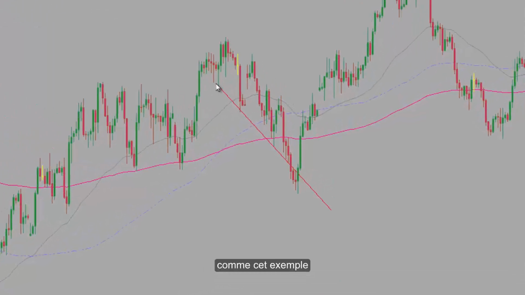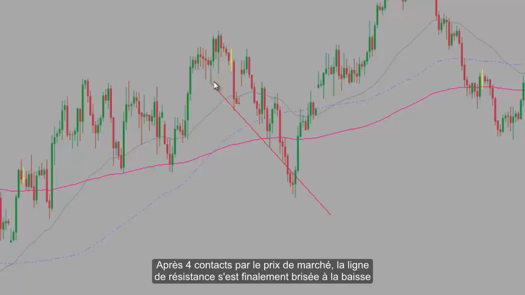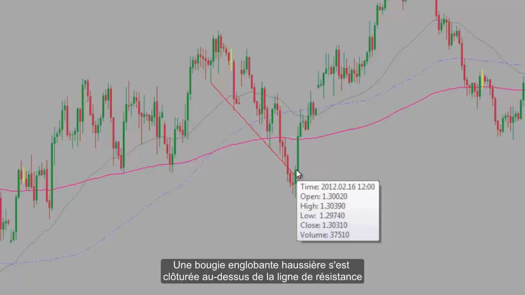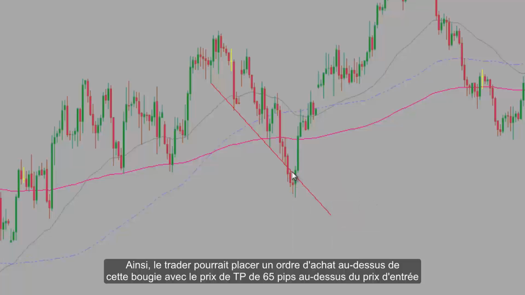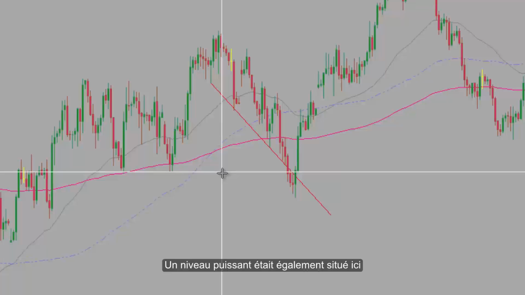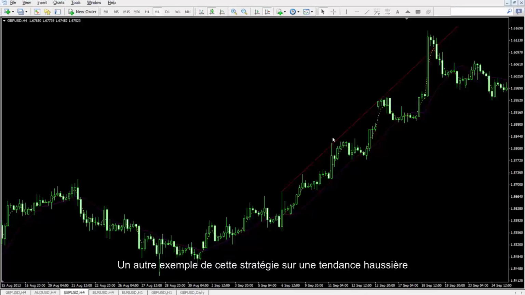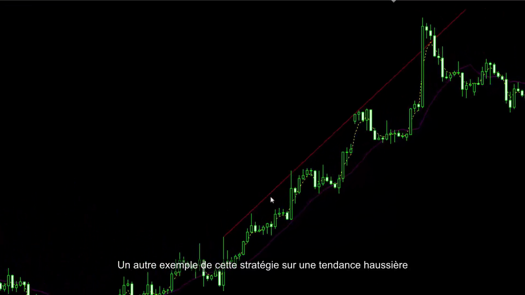Like this example, after 4 hits by the market price, the resistance line was finally broken towards the bottom. A bullish engulfing candle has closed over the resistance line. Thus, a trader could place a buy order over this candle with TP price 65 pips higher than the entry price. A powerful level was here too. Here's another example of this strategy on an uptrend. Market price has touched this upward resistance line 4 times.